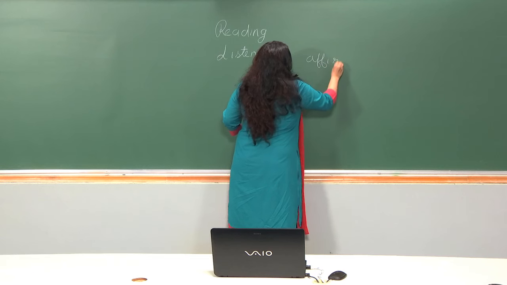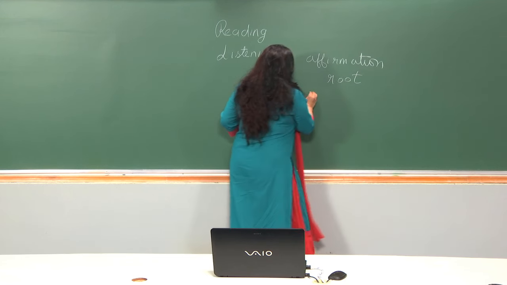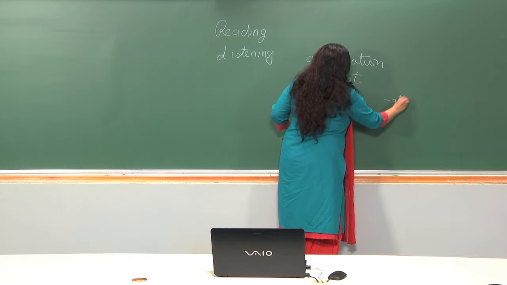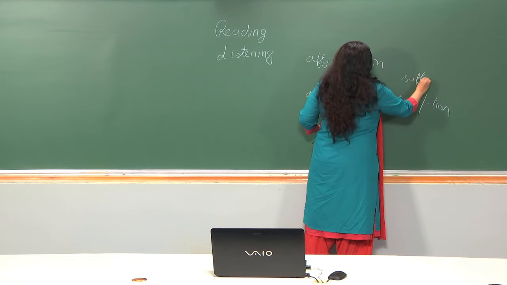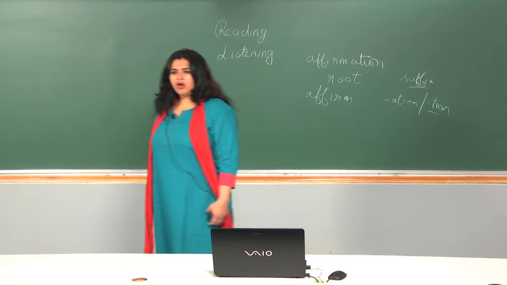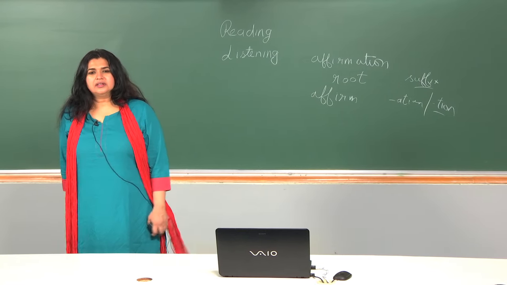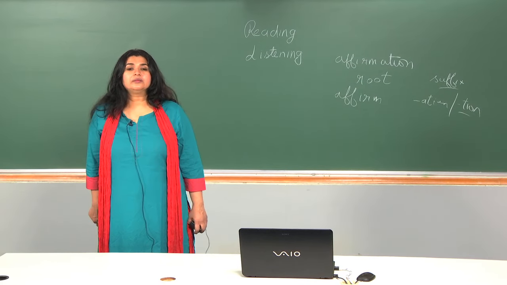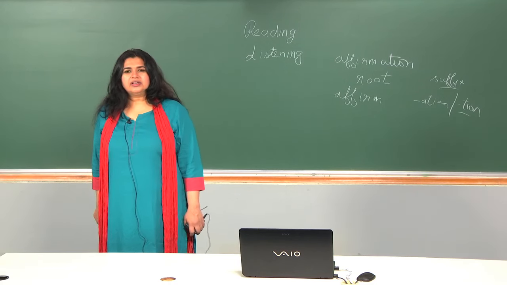So, affirmation, and now I am going to give you the root word. The root word is affirm here, and ation or shun becomes your suffix. Suffixes are those words or group of words that follow a root word and change the class of the word. So, if to affirm is a verb, then by adding ation, you change the class, it becomes a noun. This is something that is very important to understand, especially in good writing and speaking.